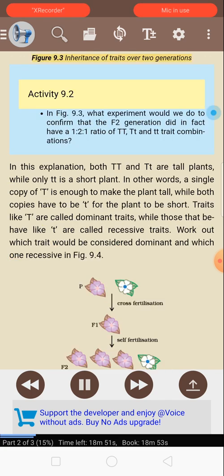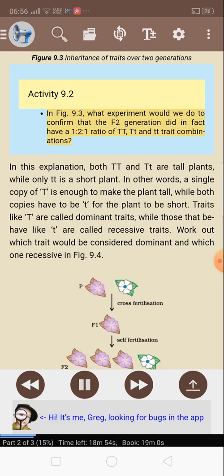Figure 9.3: Inheritance of traits over two generations. Activity 9.2. In Figure 9.3, what experiment would we do to confirm that the F2 generation did in fact have a 1:2:1 ratio of TT, Tt and tt trait combinations?